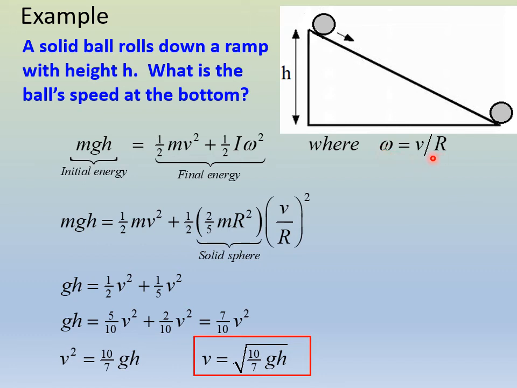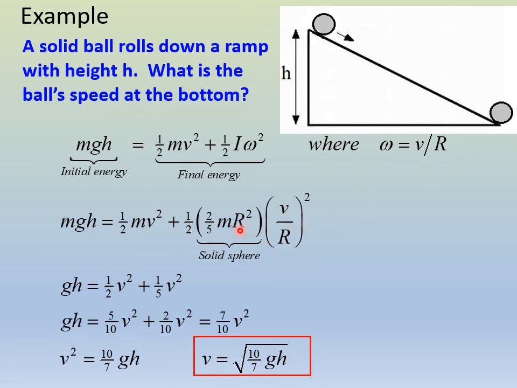So there's a couple things we have to do here. The first thing is this I. Remember, this is the rotational inertia. So we have to look this up in a table, going back to chapter 7, looking up a solid sphere. It has a rotational inertia of 2/5 mr squared. And then the omega here, we're going to replace with v over r, and that is squared as well.